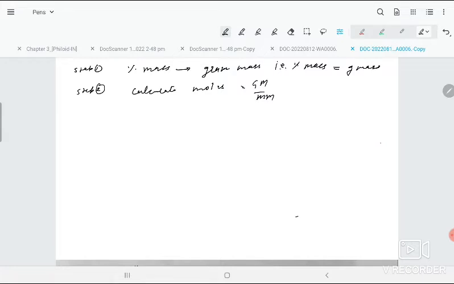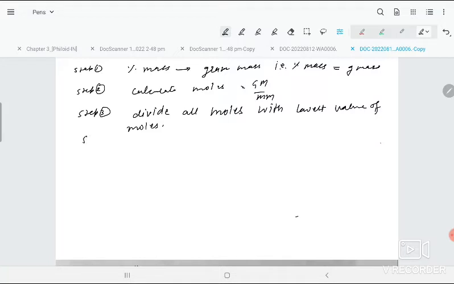Now step number 3. What can be the step? Divide all moles with the lowest value of moles. So the least ratio you will get.